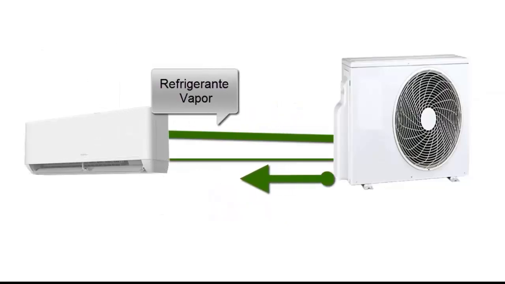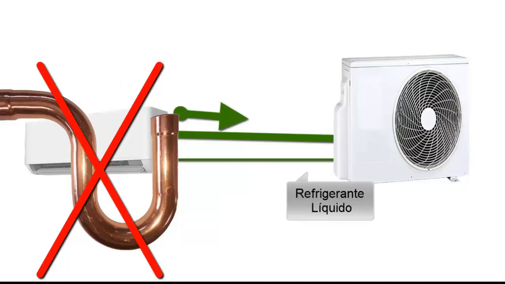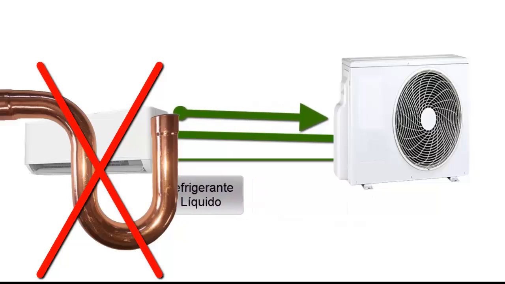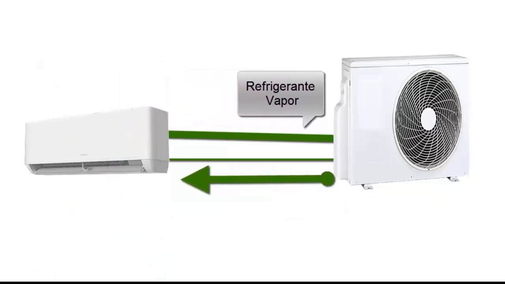C. In cases where the distance between the units increases, oil traps are not required, which favors performance and cooling capacity by minimizing the pressure drop of the refrigerant gas within the pipes.